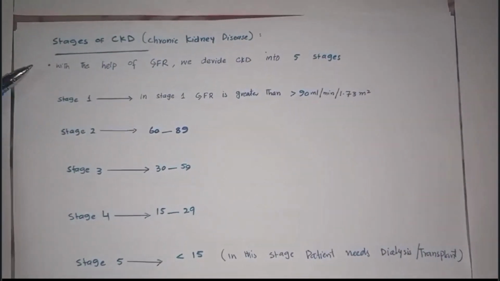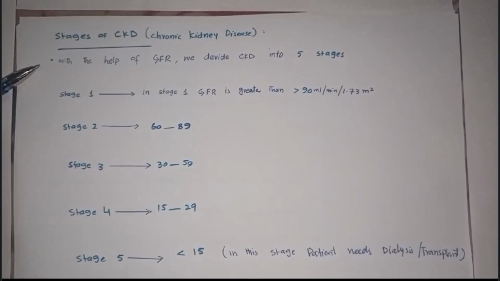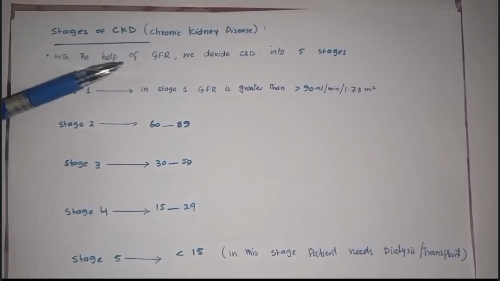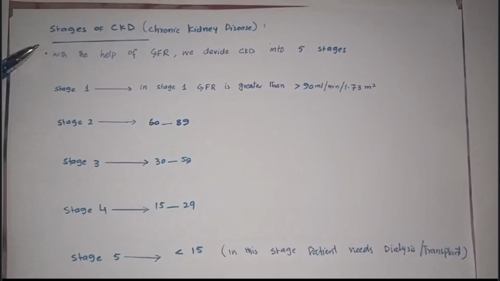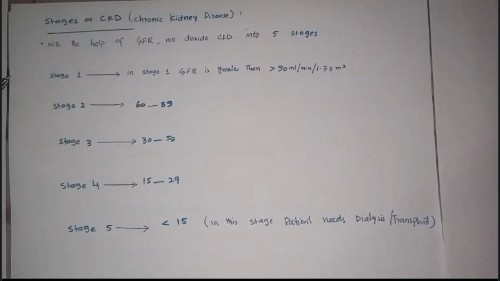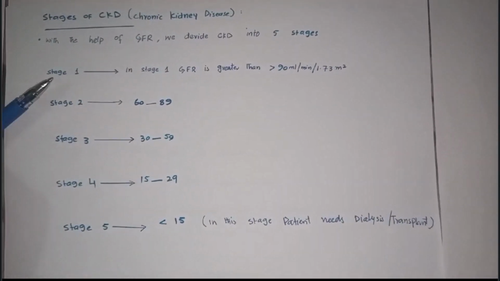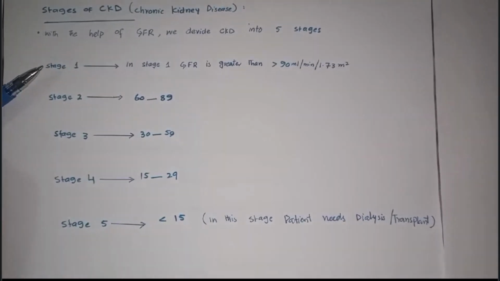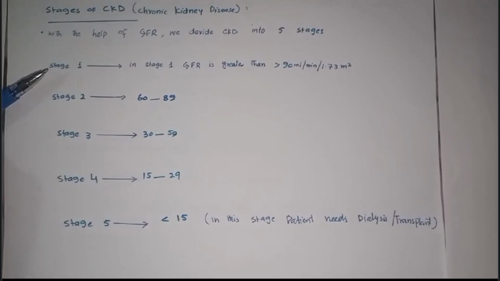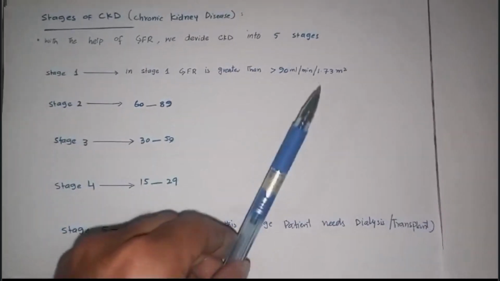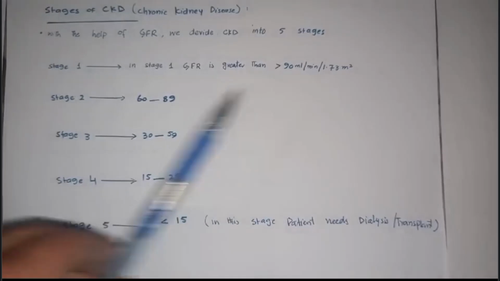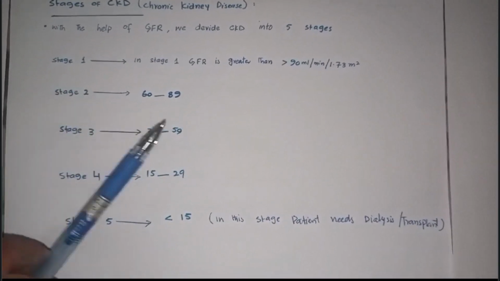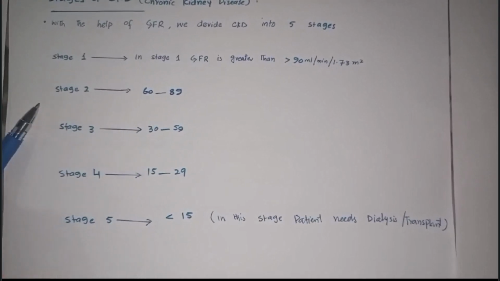Now we will discuss the stages of chronic kidney disease. With the help of glomerular filtration rate, GFR, we divide CKD into 5 stages. According to GFR, stage 1 is when the GFR value is greater than 90 milliliter per minute per 1.73 meter square. When the GFR value is 60 to 89, this will be stage 2.